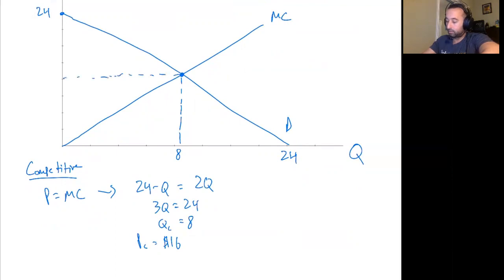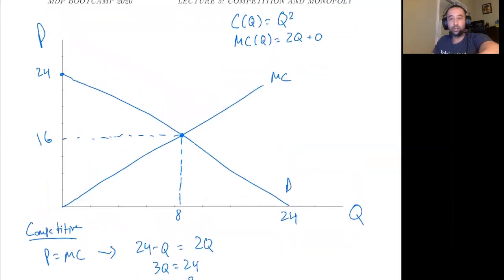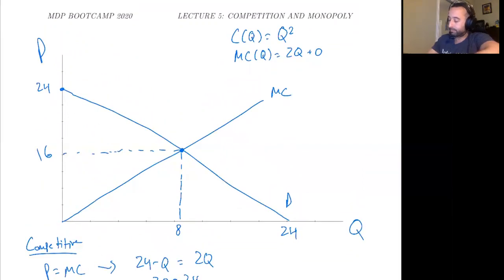So that's the equilibrium condition for a competitive market. How about for a monopoly? For a monopoly, we need to introduce one additional curve to our graph, which we haven't yet, the marginal revenue curve. And how do we get the marginal revenue curve? Well, we know that revenue as a function of quantity is equal to P of Q times Q. We've been given P of Q, which is just our demand function, our price function. So this is equal to 24 minus Q times Q. If I multiply that through, I get 24Q minus Q squared.